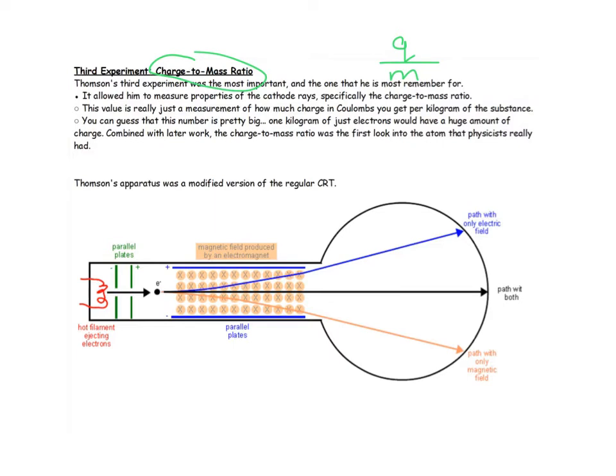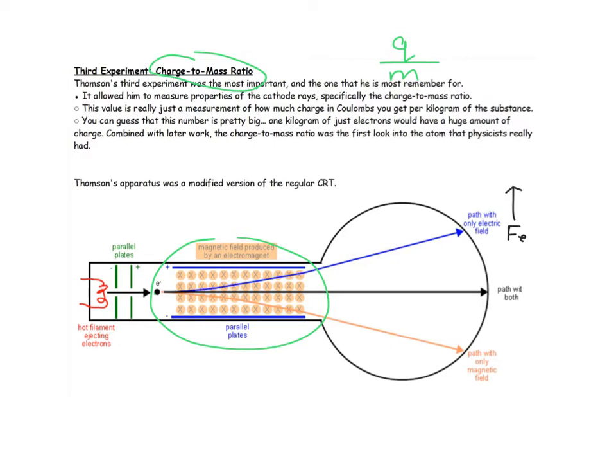So we have this electron. So these are our cathode rays. They're coming through this region here. And in this region, we have two different fields. We have an electric field and we have a magnetic field. If the electric field is only turned on, so if there is only an electric force acting on these electrons, it's deflected and it hits the top.